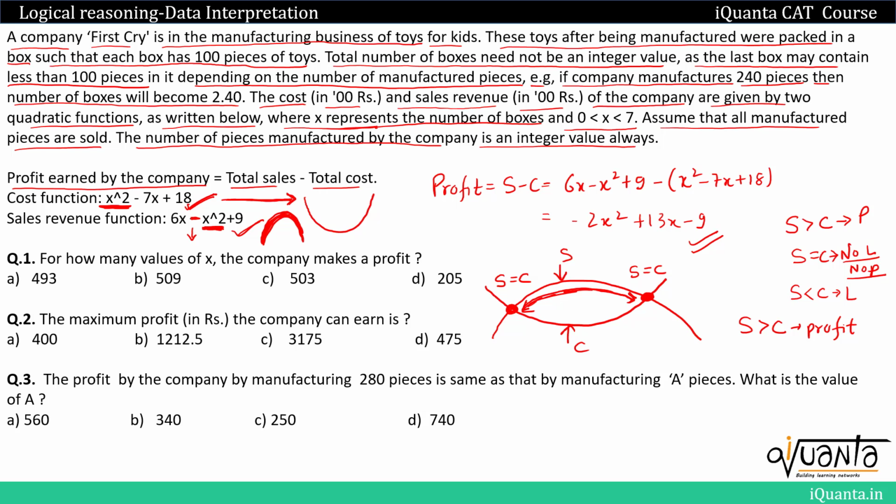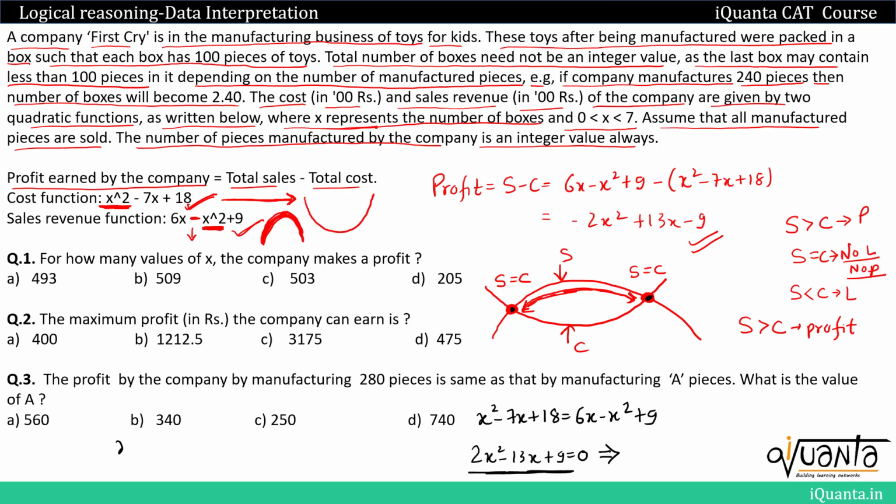So let us find out the intersection points first. Let us find out these points where sales is equal to cost. For that we have to equate both the equations. So x square minus 7x plus 18 will be equal to 6x minus x square plus 9. So when we equate this, we get 2x square minus 13x plus 9 equal to 0. Now to find out the intersection points, we have to find out the value of x satisfying this.